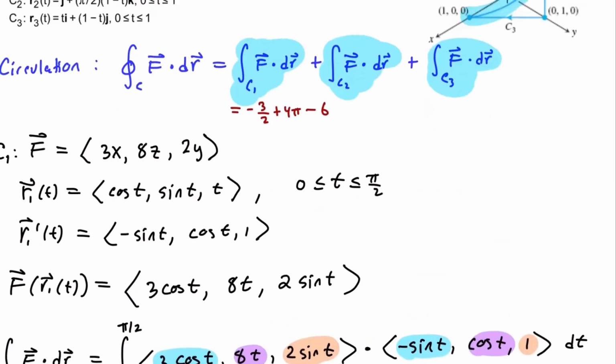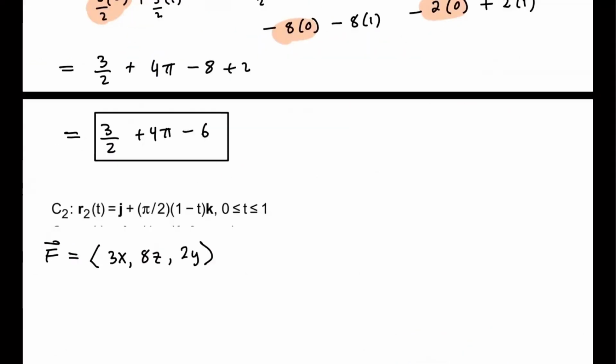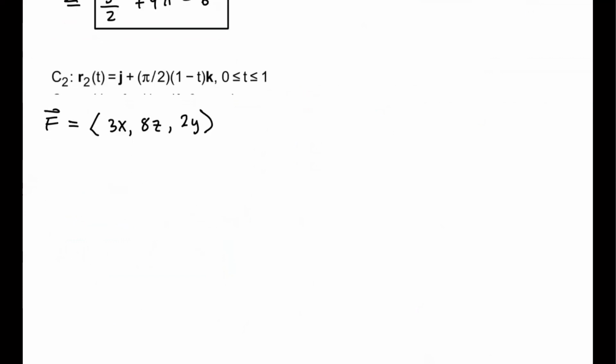Okay, so now we continue to work and find this integral and that integral. All right, so here's how this is going to look. We're going to find f of r of t. Let me write R2 of t this way. Component-wise, the i-th component is 0, the j-th component is 1, and the k-th component is pi over 2 times 1 minus t.